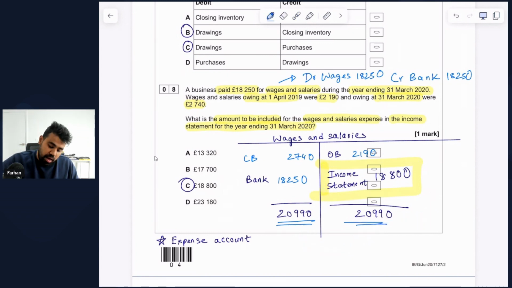Now, this is transferred as a wages expense to the income statement.